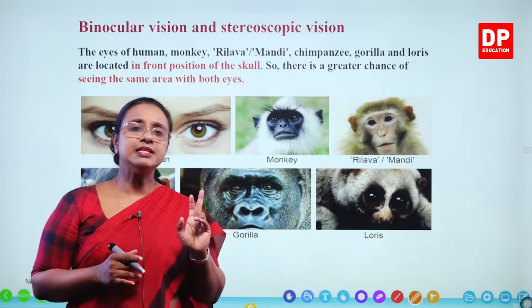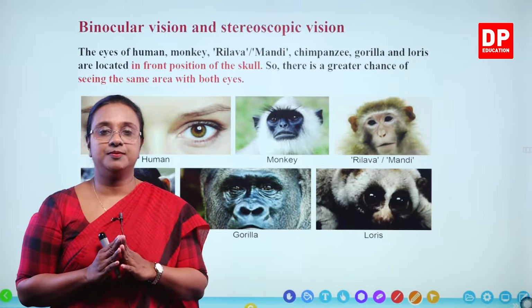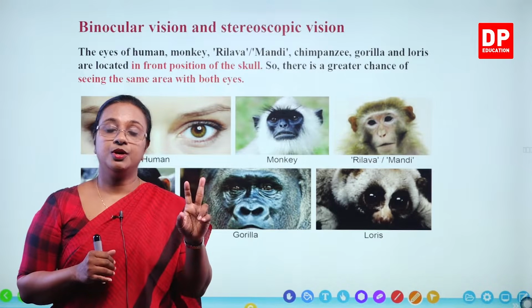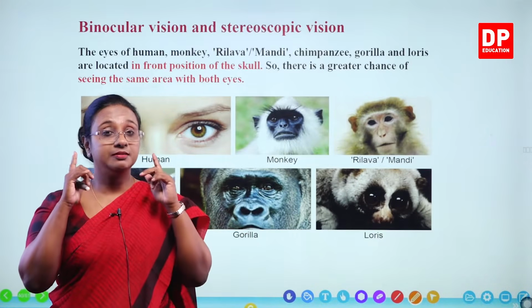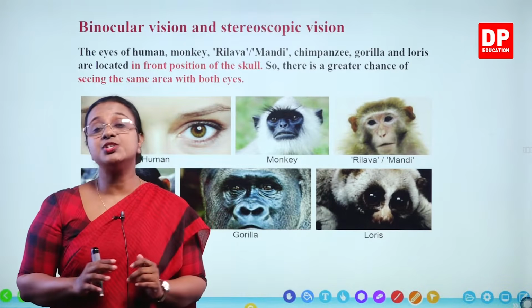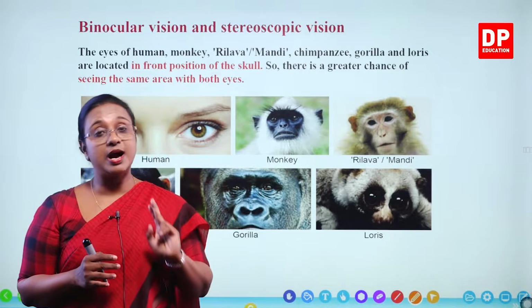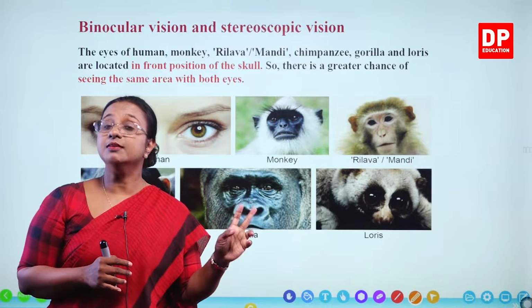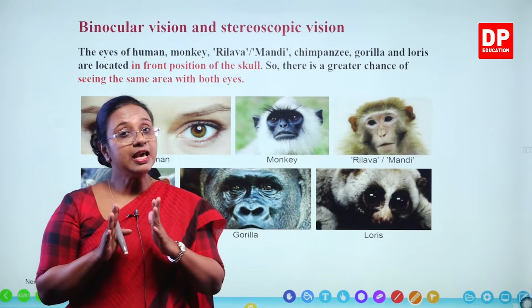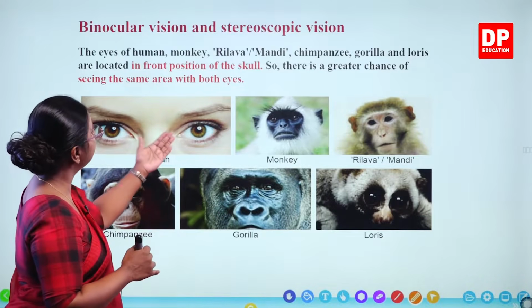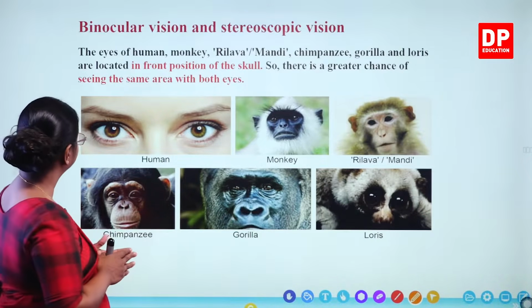Now understand the term binocular. Bi means two. Nocular refers to the eye. So we see using two eyes, binocular vision. Now we'll see how that helps or improves our vision.